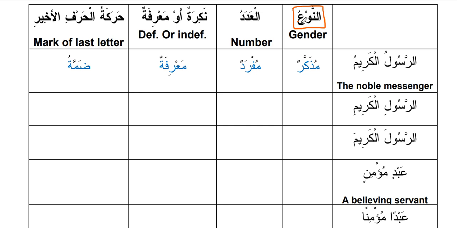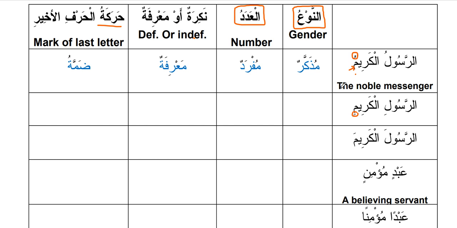Al-adad means number. Nakiratun aw marifatun, indefinite, definite. Haraka, al-harf al-akhir. Haraka means the marks, fatha, kasra. Al-harf means the letter, meaning this dhamma or this kasra is under or above the letter. And akhir means the last letter. So you need to check the mark on the last letter of the word.